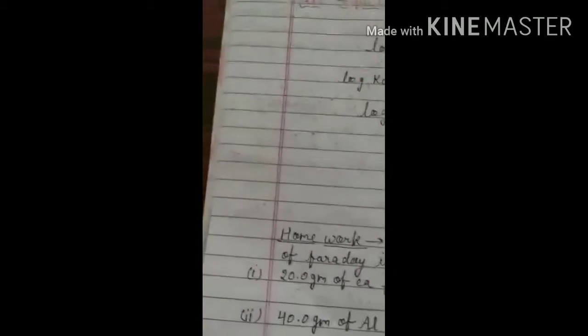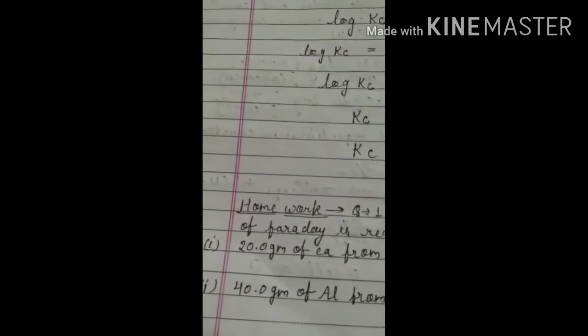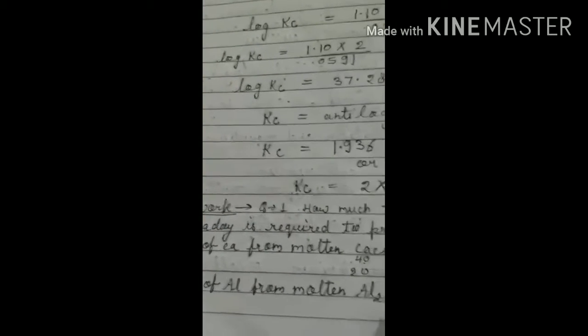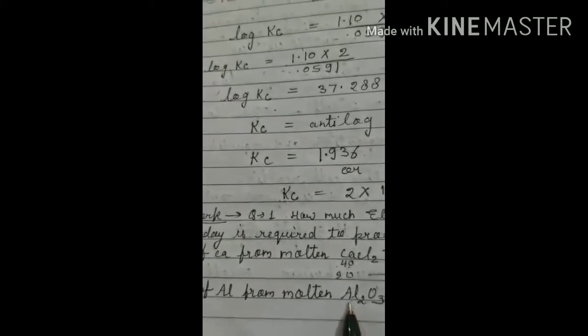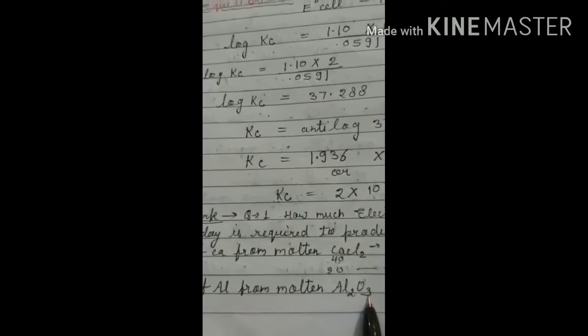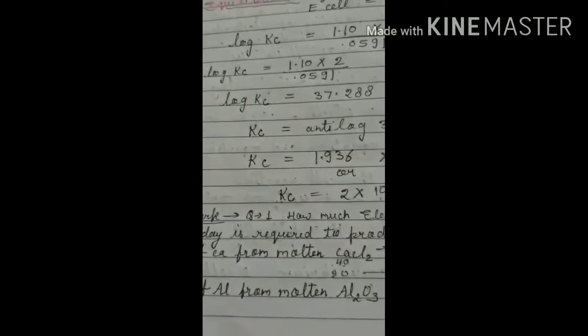In the same manner, the next question is to be solved. This is 40 gram of aluminium from molten Al2O3. So first of all, you have to ionize this equation, find out the value of n, put it in the formula and try to get the answer.